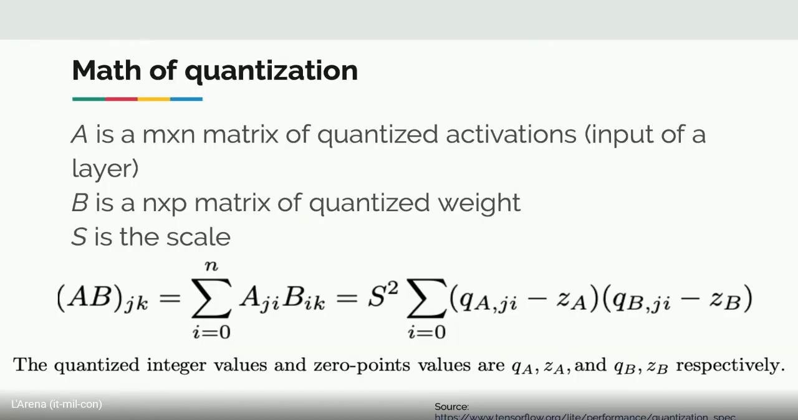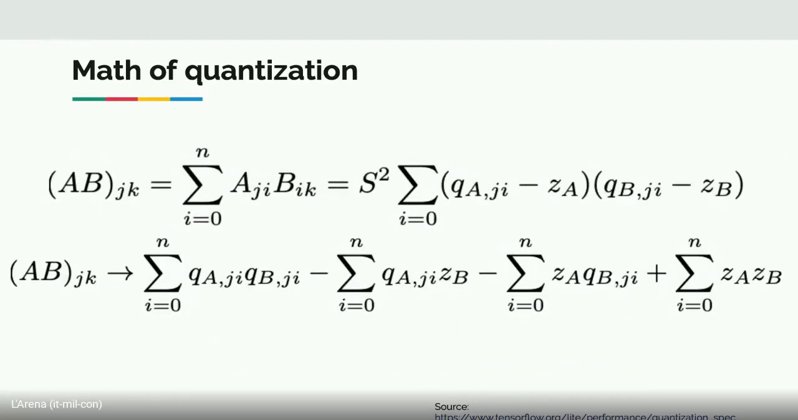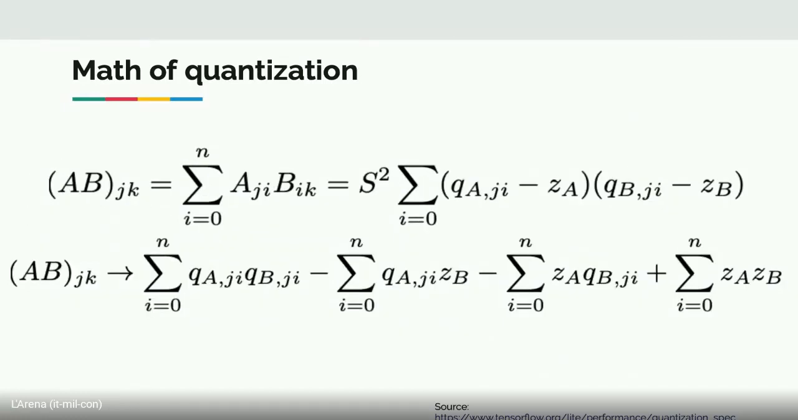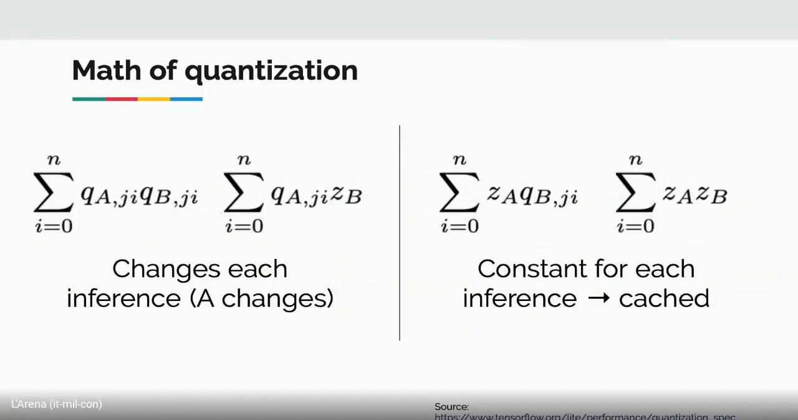Now, if you put in A the linear transformation, and I spare you the math, you multiply everything and you get like 4 terms. The interesting part is that when you quantize, there are terms where the input appears. That means if the input changes, this term will change, right? If I get a new image as an input, I'll get new values.